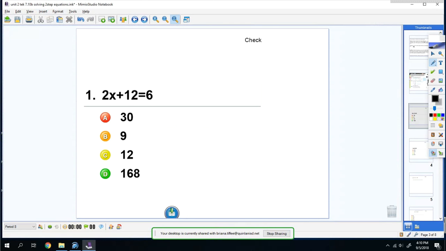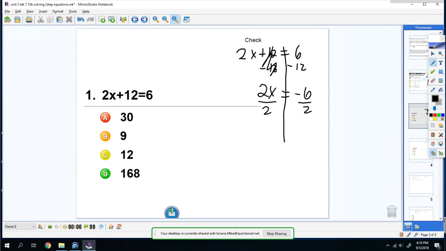All right, so we have 2x plus 12 equals 6. We're going to subtract 12 from both sides. I'm going to draw my line. That cancels out, so the 2x comes down. I'm going to do 6 minus 12. Well, I'm taking away more than I actually have, and that's going to be a negative 6. The answer choices aren't right. Sorry, guys. So then we're going to divide by 2 to both sides, and you get x equals negative 3.